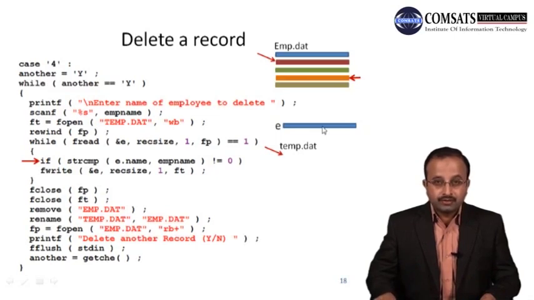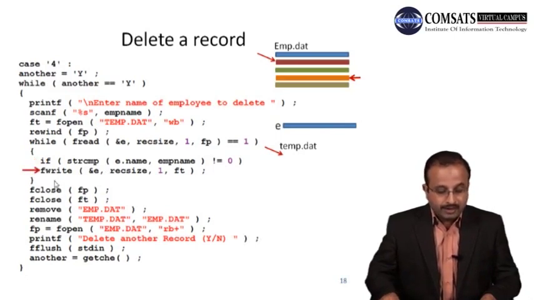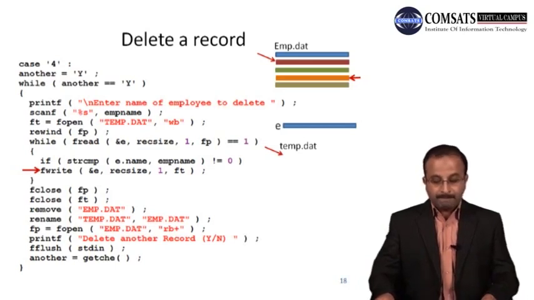will not return 0. So it will not return 0. This means that you have to write that record. This fwrite will execute. So write whatever is at the address of E. Where to write? Write it at ft. ft is a file pointer for the temporary file, the file pointer of the temporary file.